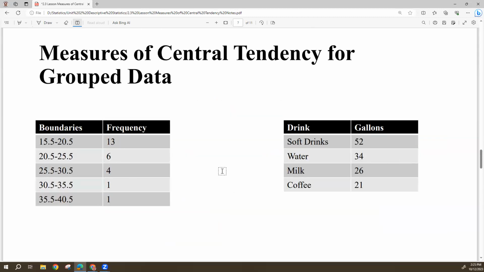So let's go back and talk about some grouped data. Something that we looked at before when we had boundaries and then frequencies. The one thing we can find out about these is the mode, and we can also find out about the mean of this one on the left. So in both of these, we can find the mode just by looking at the frequency that is the biggest. And so in my table on the left, my modal group is this class from 15.5 to 20.5. And here my modal group is soft drinks.